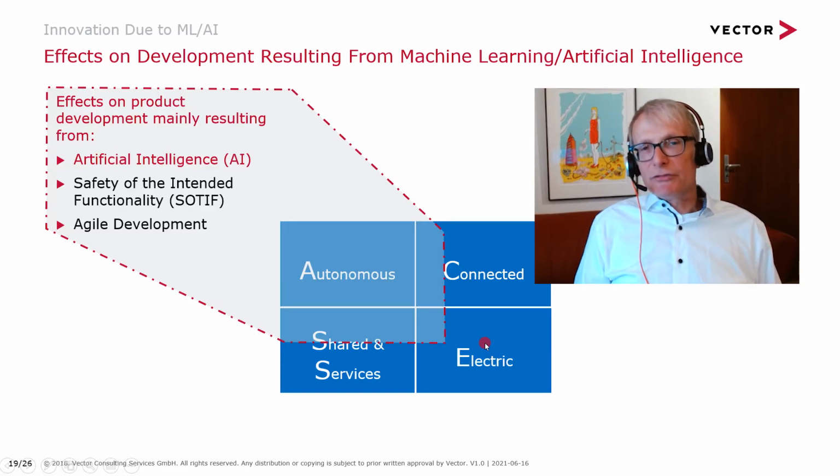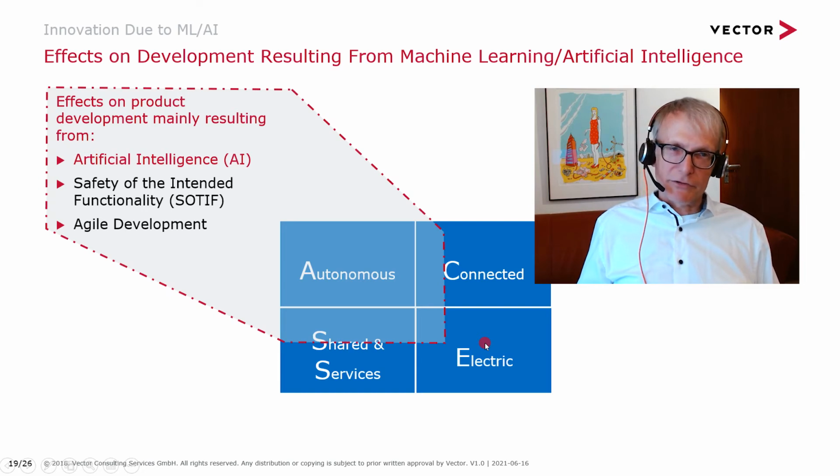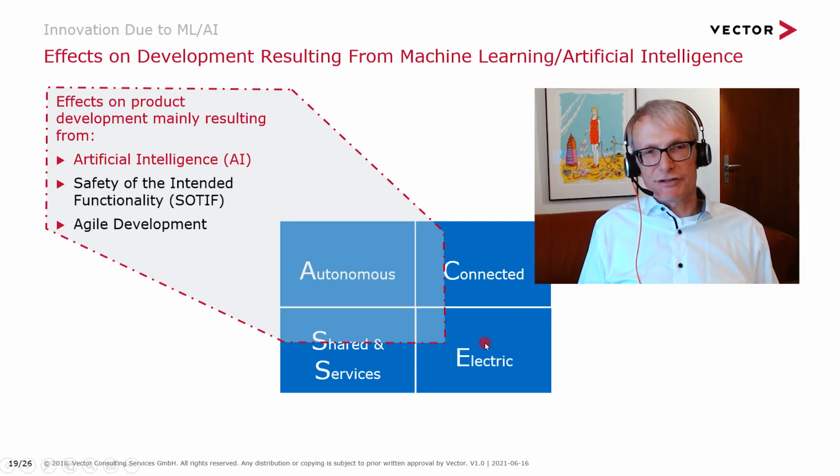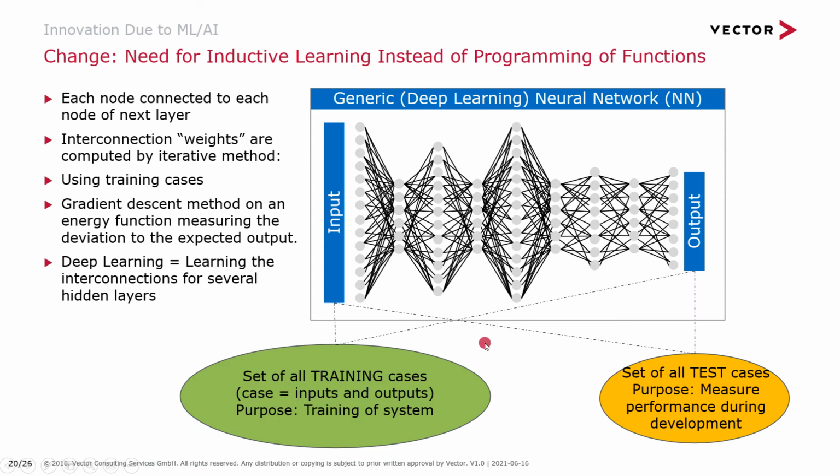This applies mainly to autonomous, somehow to connected, somehow to electric and shared, but the application of AI is really for autonomous driving. So in context of that, of course, you have safety of the intended functionality, so SOTIF, a new standard, and agile development, but I will focus on artificial intelligence. What is it? What is the change?